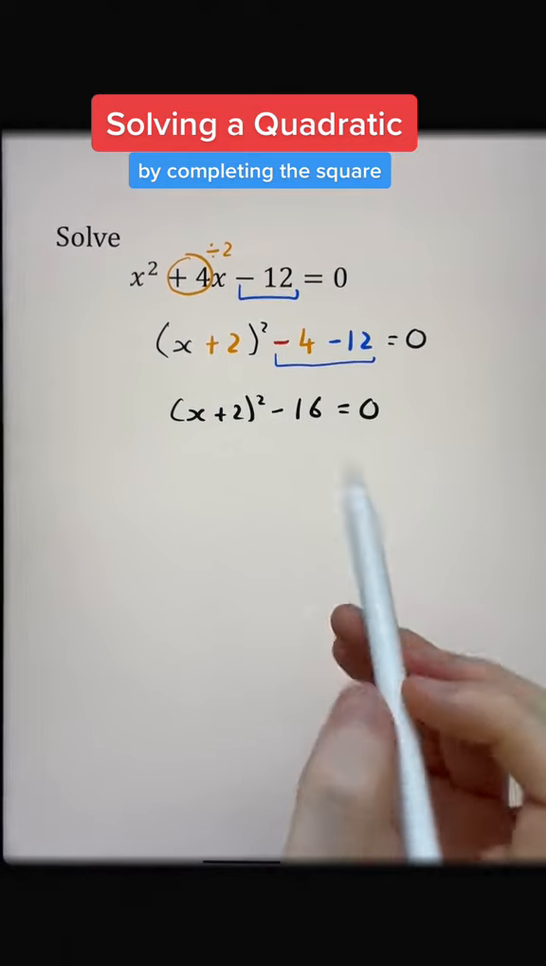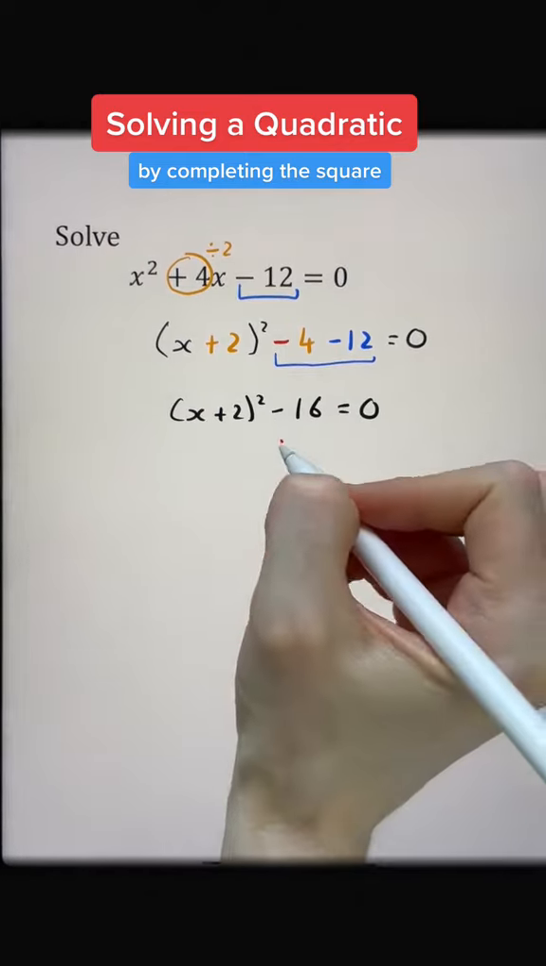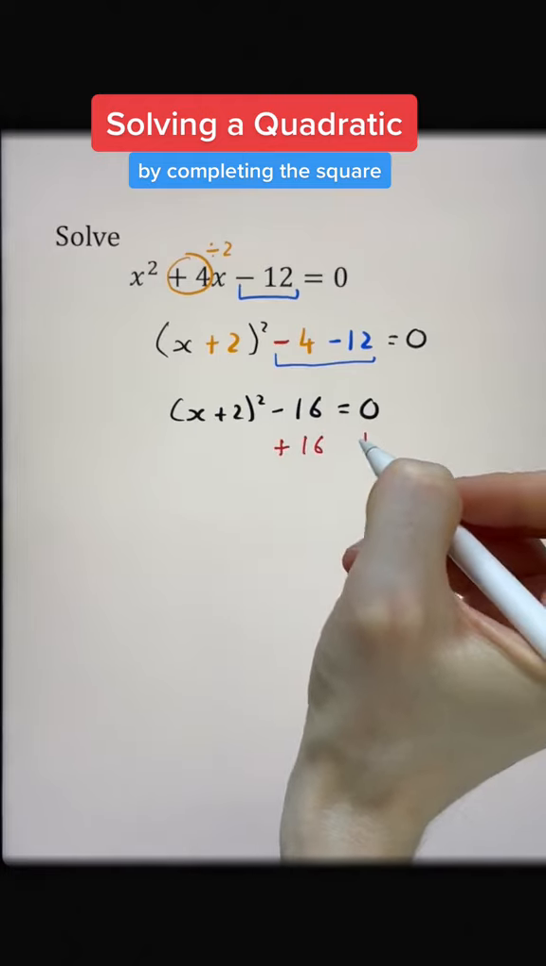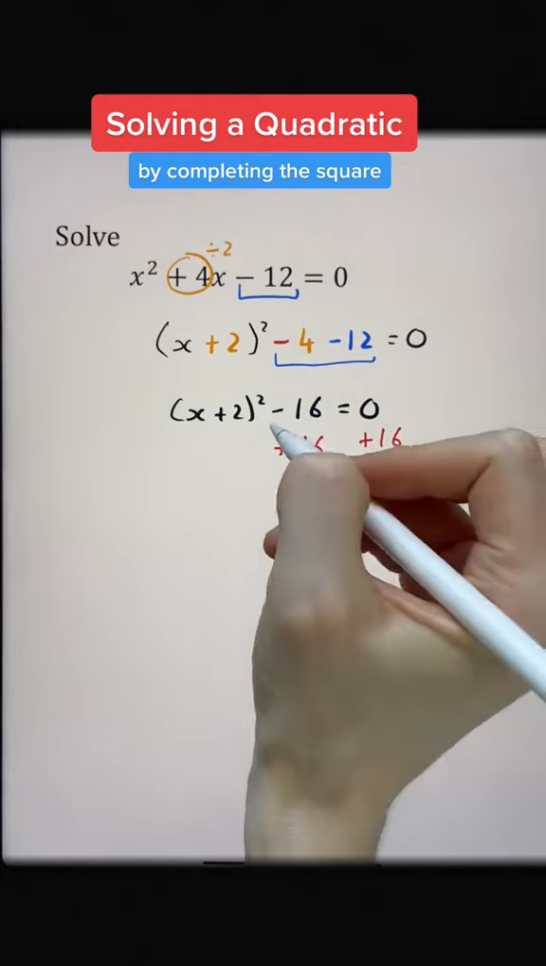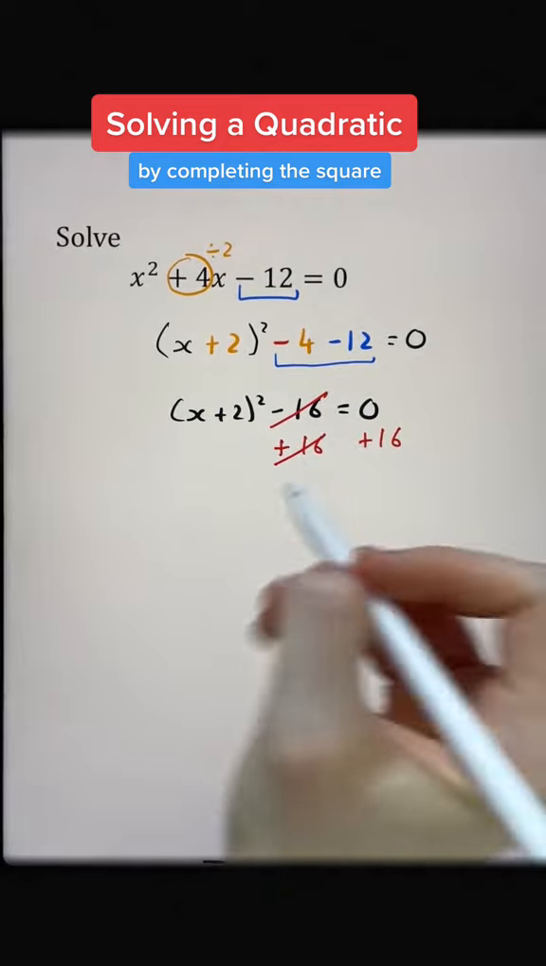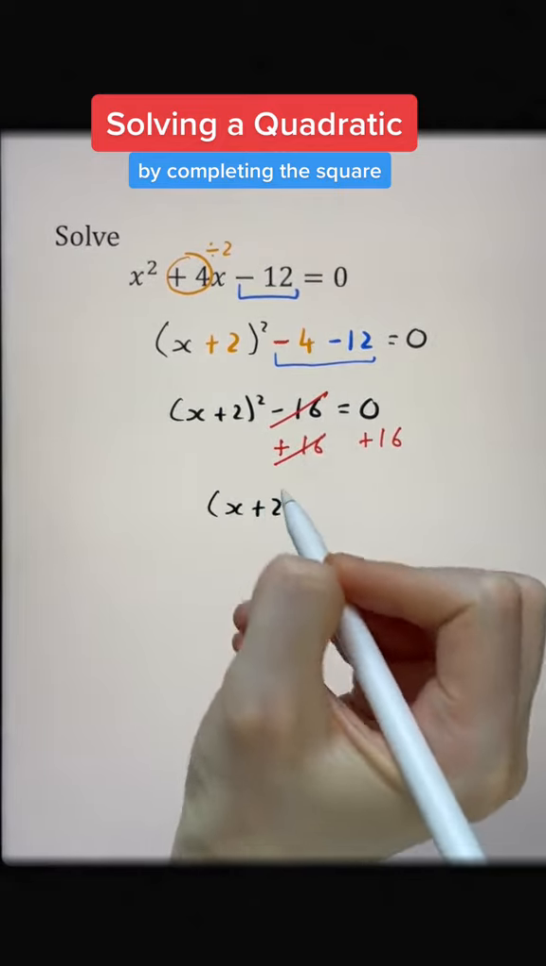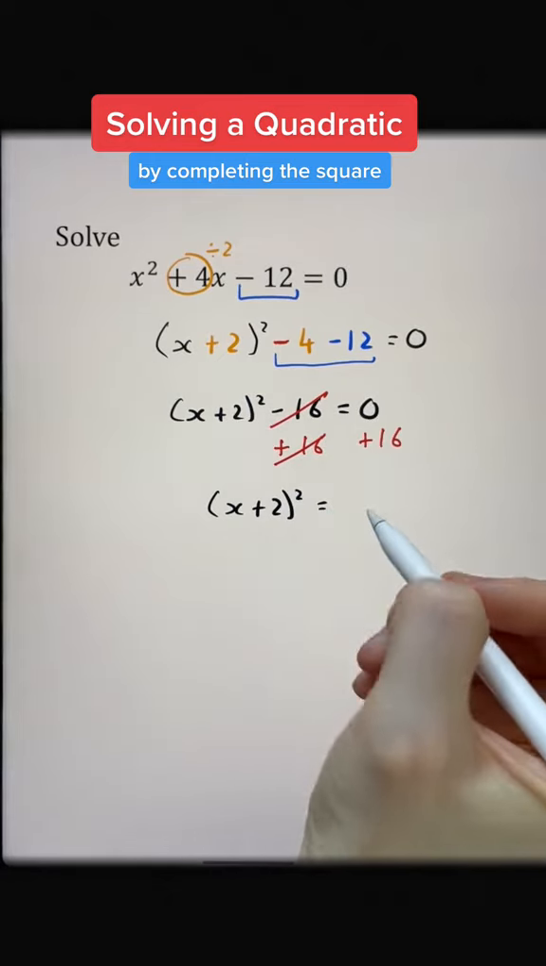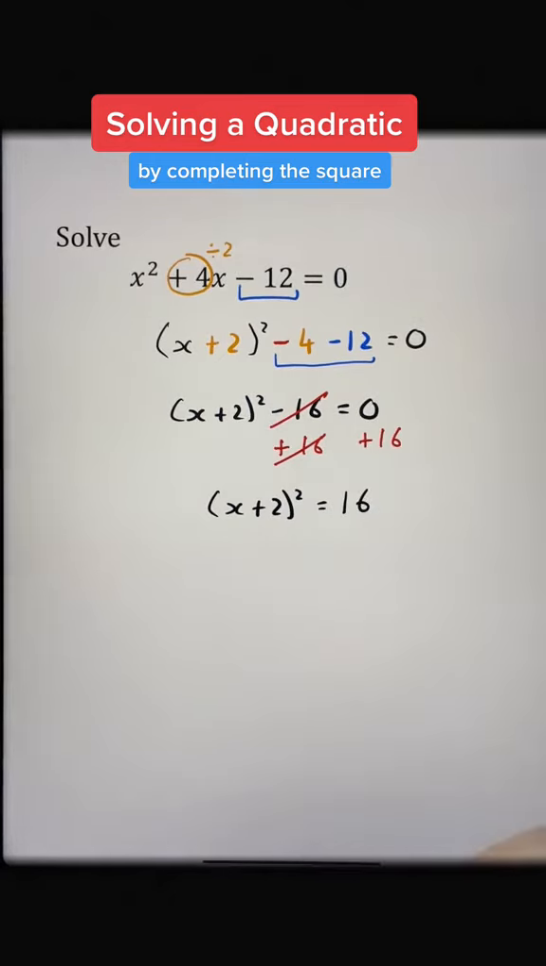As I'm solving for x, I now need to move the negative 16 to the right by doing the inverse. Opposite minus 16 is to add 16 to both sides. On the left, negative 16 adds 16 will cancel, so leave us with x plus 2 in brackets all squared. On the right hand side, 0 adds 16 simplifies to give us 16.